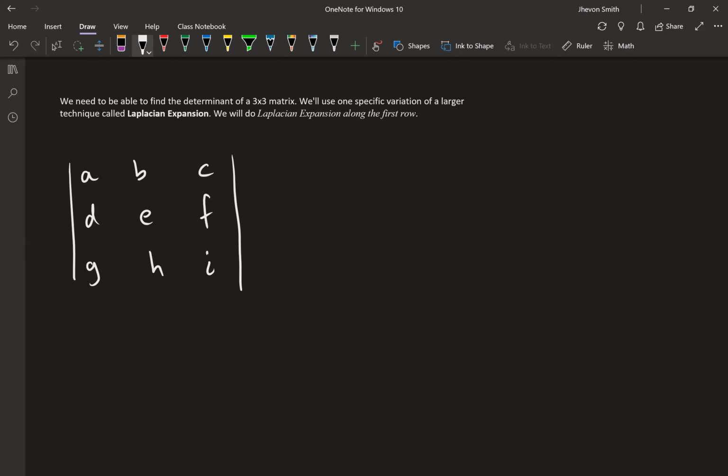So here's how we can compute the determinant by Laplacian expansion. First of all, in general, you can choose any row or column to expand along, but I'm going to teach you how to expand along the first row. So we're going to expand along the first row. Now, you're going to attach a positive sign to the A, a negative sign to the B, a positive sign to the C, and it's always a positive sign top left.